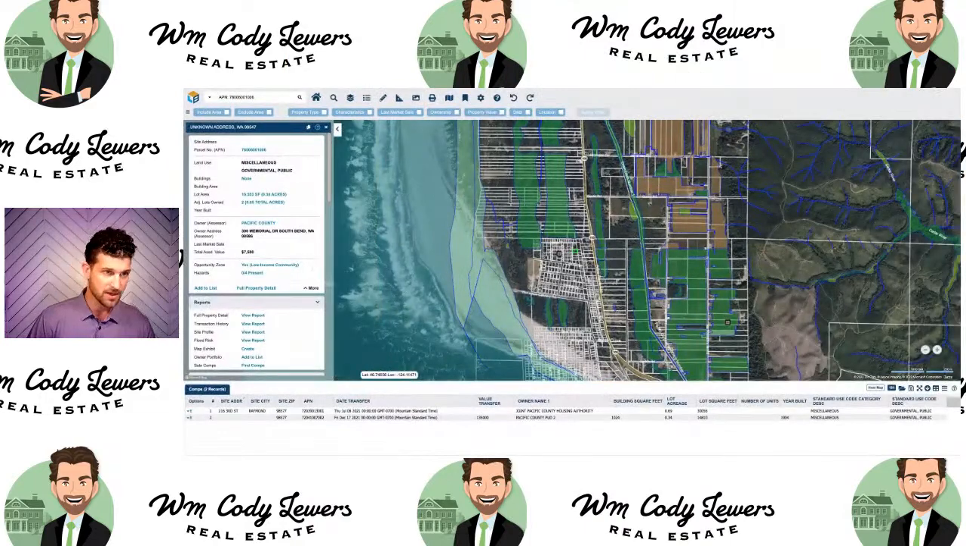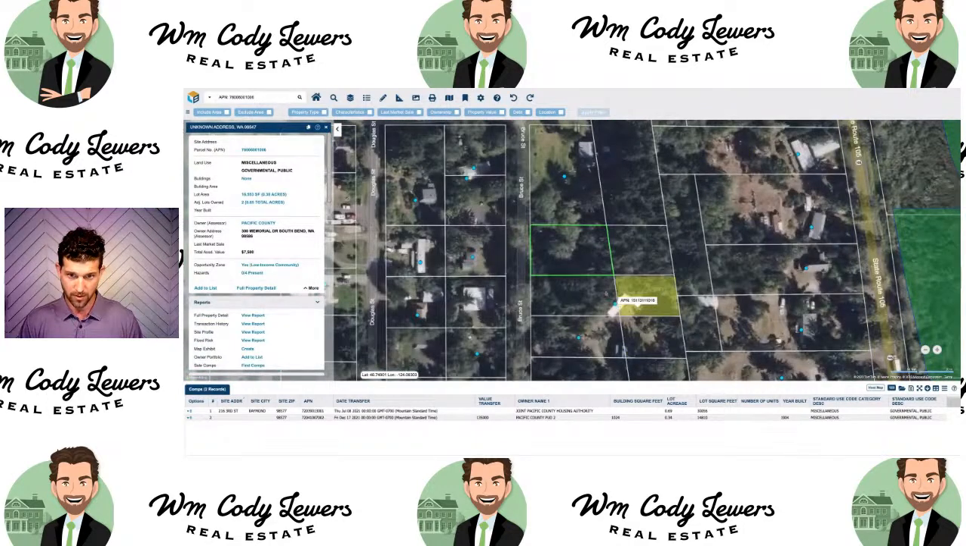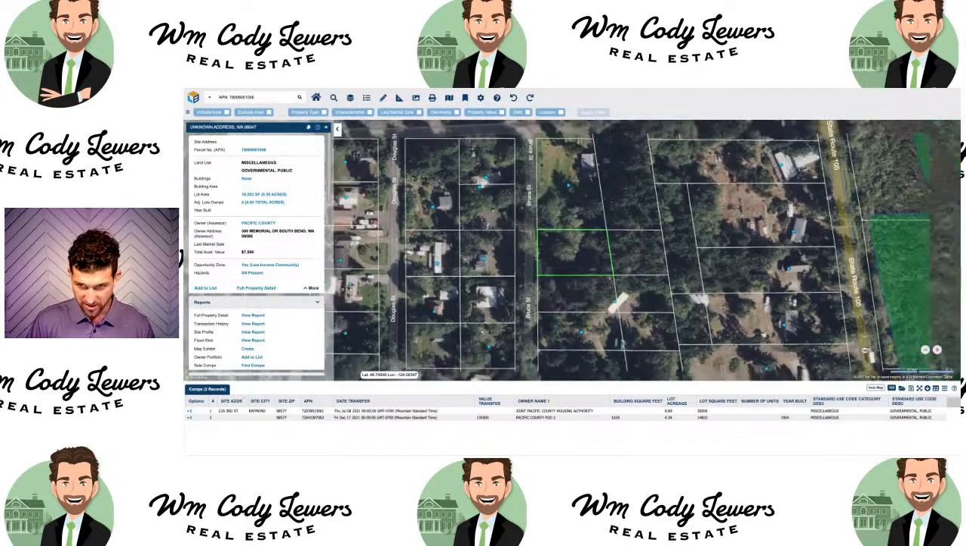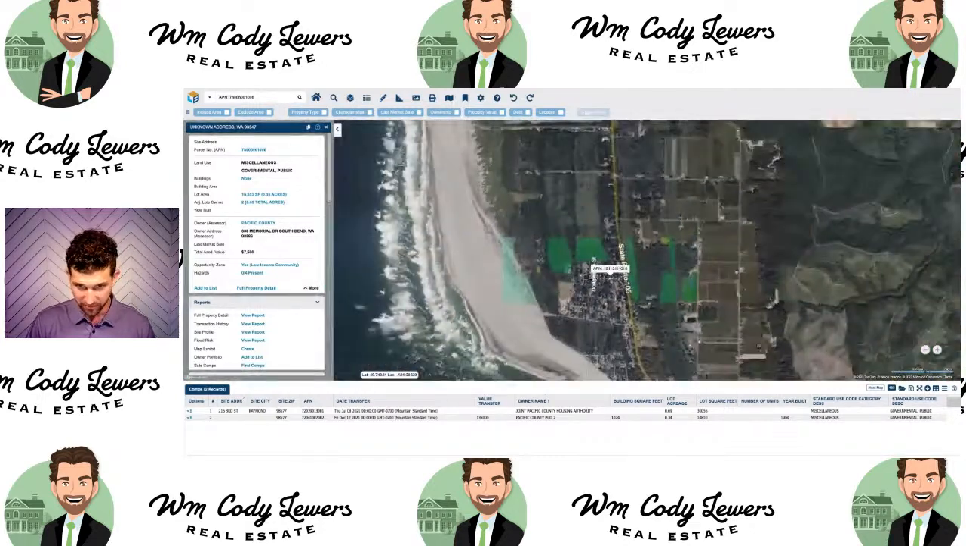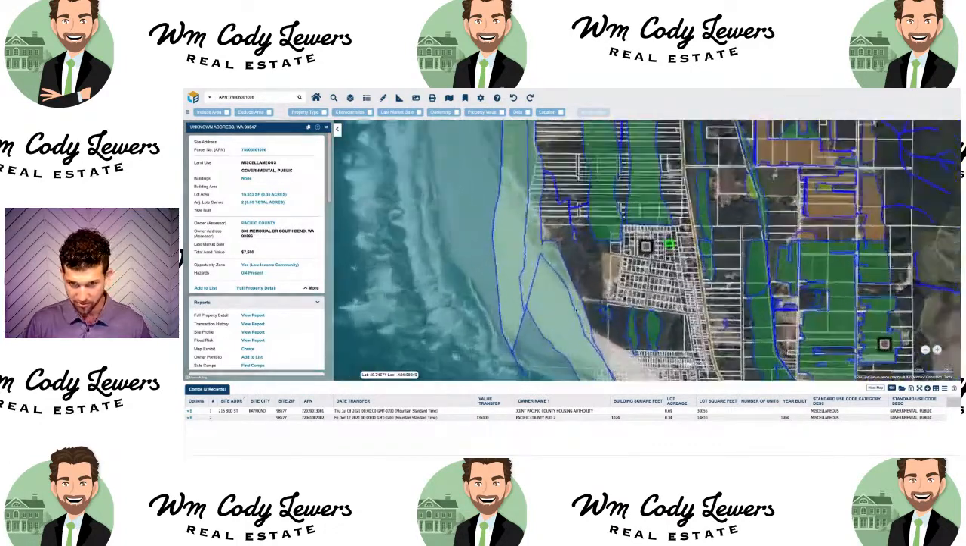I get to come in here and I'm looking at this property. Now this is going to be in Washington. We're in Pacific County, Washington. This looks like a vacant lot. We don't have any hazards, which is nice because there are some low floodplains in the area. Look, we're right by the ocean here. This is a cool little lot.